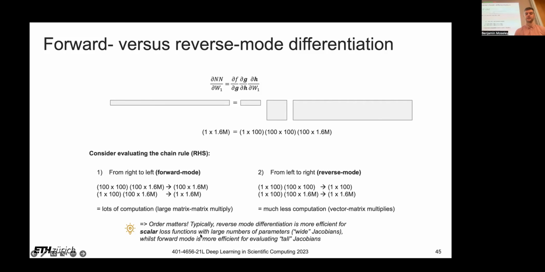And so what you find is if you have scalar outputs to the network, or scalar loss functions with lots of free parameters, the Jacobian of that loss function is very wide. So it's like a single row and lots of columns. And typically this reverse mode differentiation is way, way more efficient for evaluating that type of Jacobian. On the flip side, if you want to evaluate Jacobians that are very tall, an output that has many values, then you would use the forward mode differentiation.